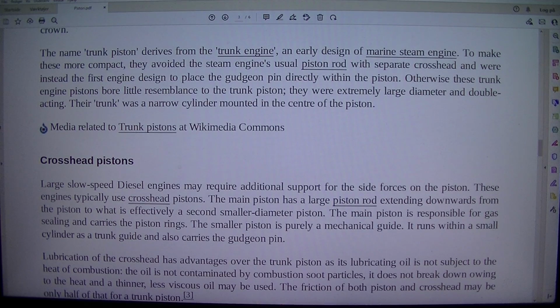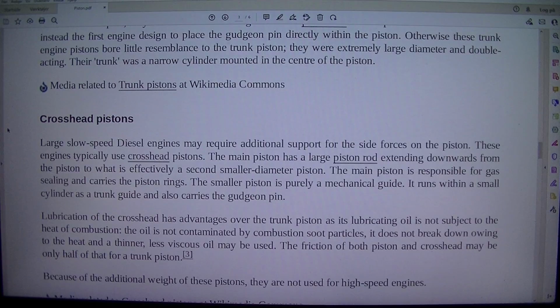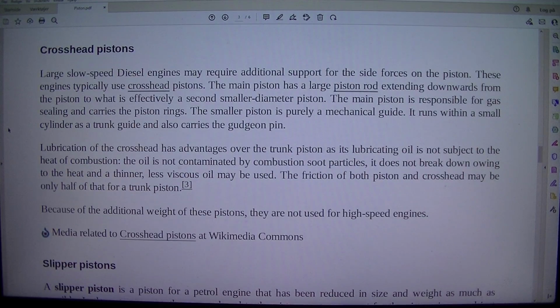Crosshead pistons. Large slow-speed diesel engines may require additional support for the side forces on the piston. These engines typically use crosshead pistons. The main piston has a large piston rod extending downwards from the piston to what is effectively a second smaller diameter piston. The main piston is responsible for gas sealing and carries the piston rings.